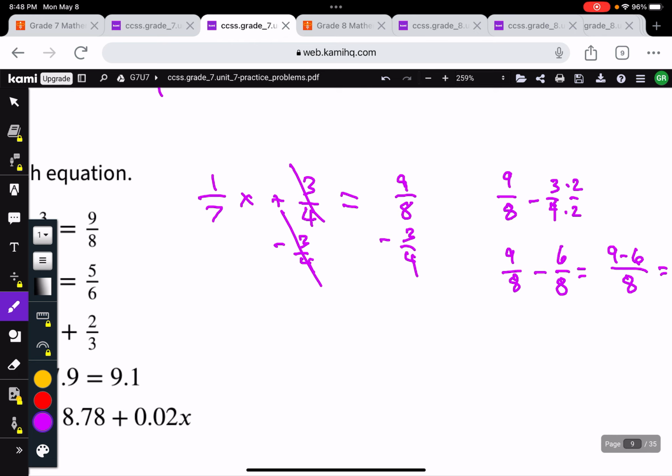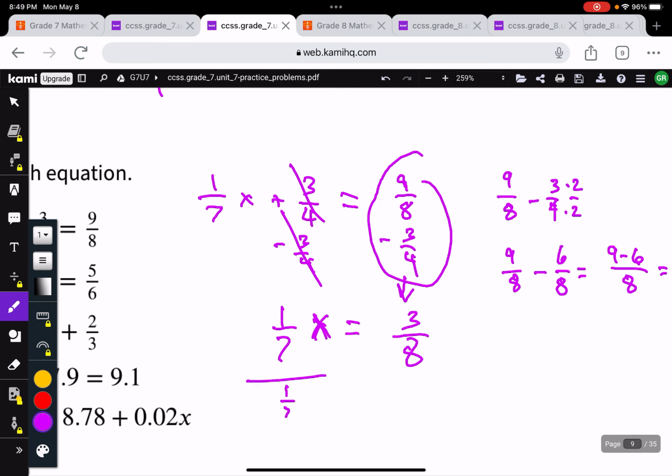So now I got to write this over here, underneath here. I did that and got 3/8. And I still have 1/7 x equals 3/8. So what do we do here? Two ways to just explain this. One, I got to divide each side by 1/7. If I divide this side by 1/7, I got to divide this side by 1/7.